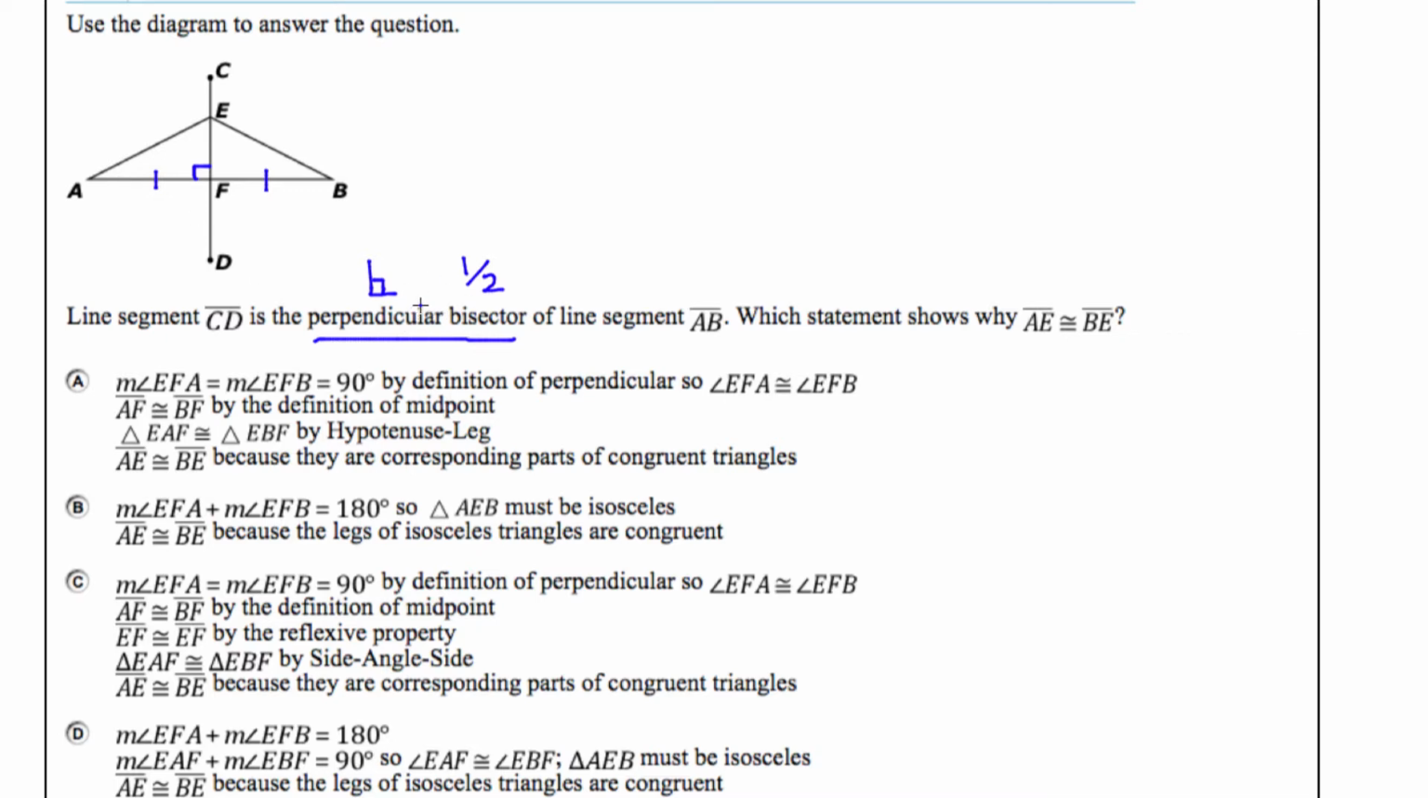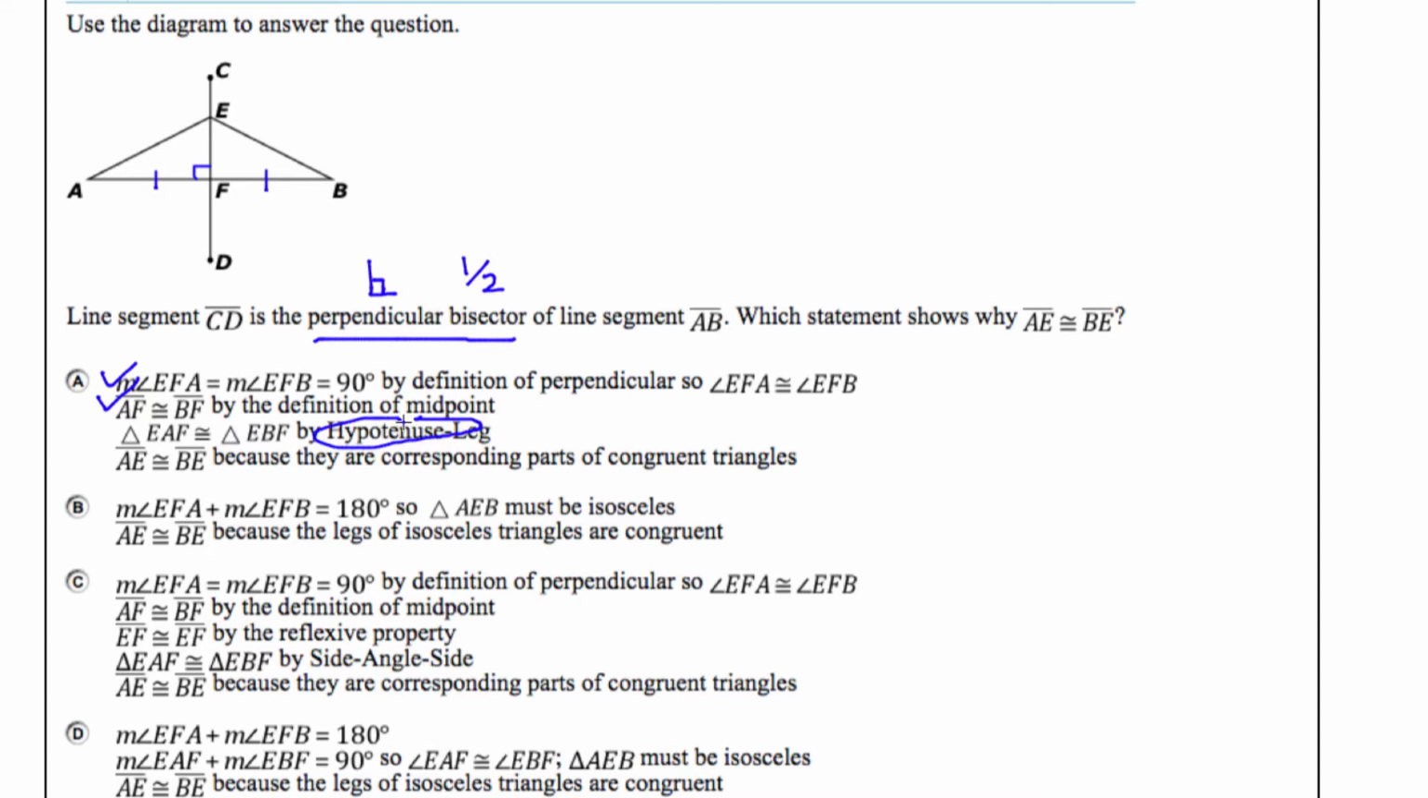So we need to find a statement that shows why AE, why this length and this length, are the same. We're trying to prove that. Okay, so I'm going to start with A. EFA, so this angle right here and this angle right here are 90 degrees. So far, so good. This line checks out. And AF and BF are the same. That's true. And I'm immediately jumping down to hypotenuse leg theorem, which again, since you haven't seen any of these before, you might be wondering what that is.